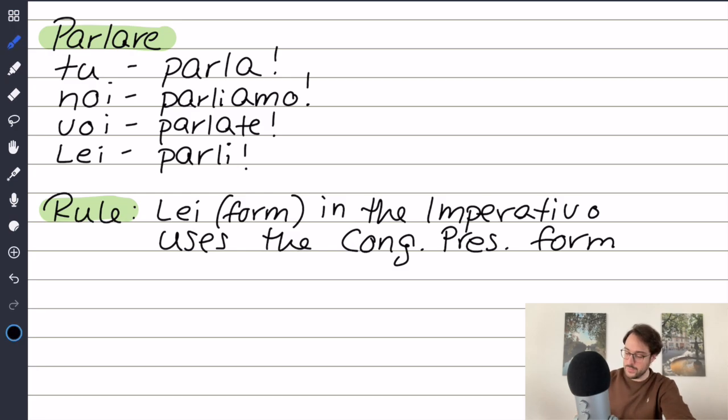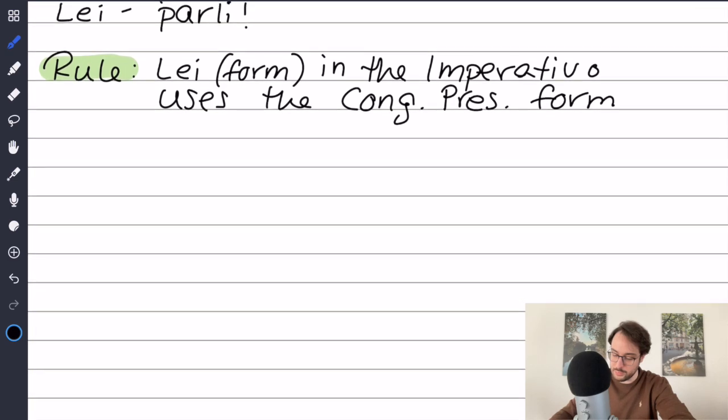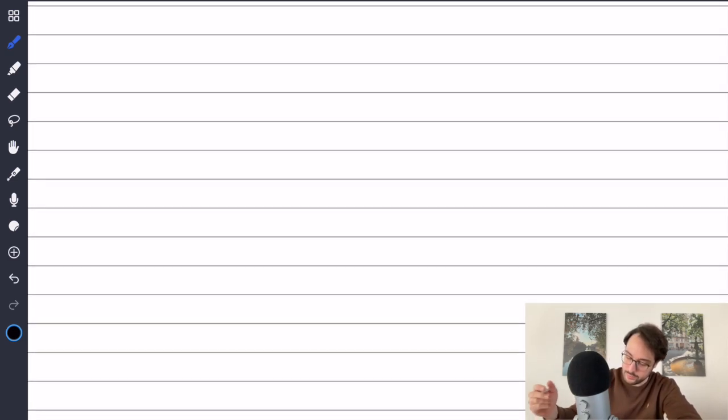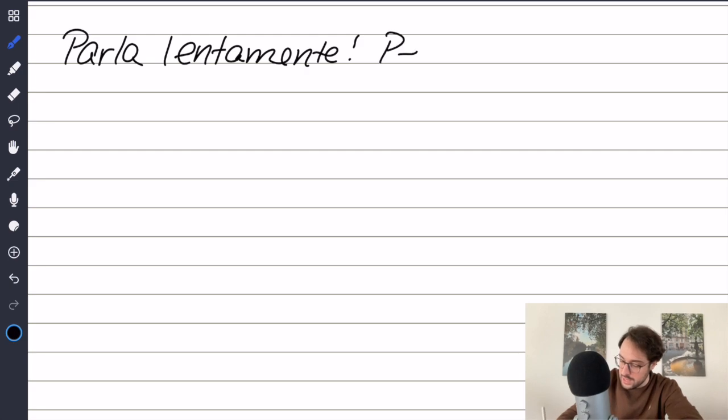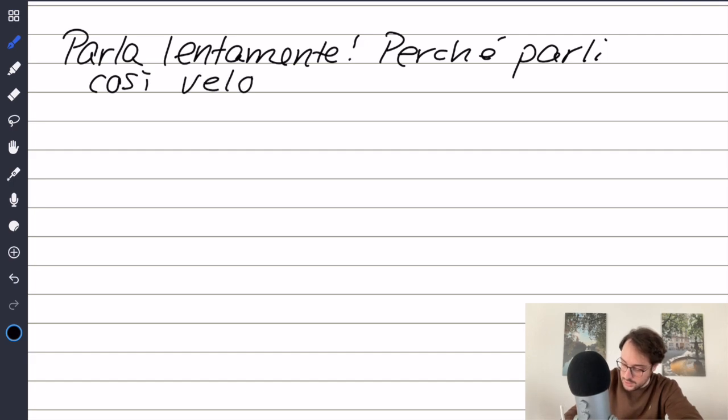That's the rule. Let's do another verb, and then we'll do some examples, or should we do some examples now? Let's just do some examples now, shall we? Okay. So if I'm telling you speak slowly, what would I say? Parla lentamente. Perché parli così veloce? Ooh, this is a nice one. Look at this I just came up with. Okay. This is an E. So, speak. This is me being informal. Speak slowly.